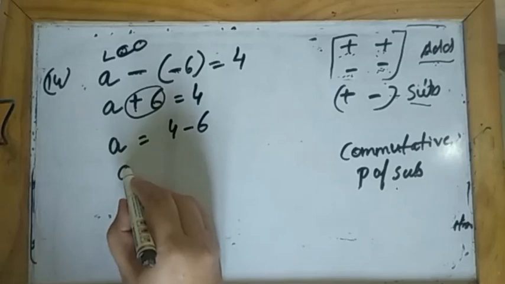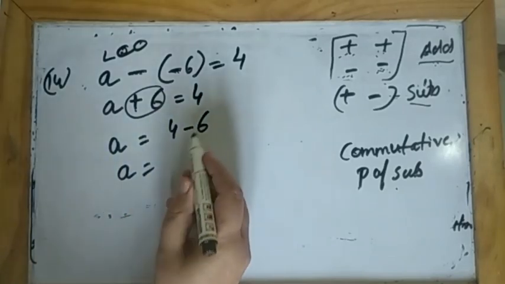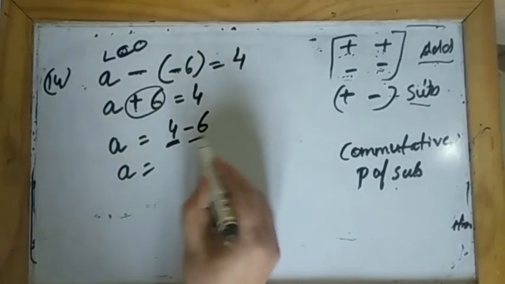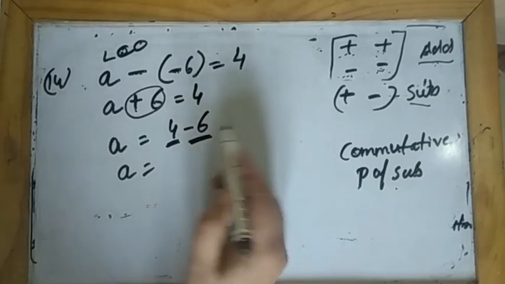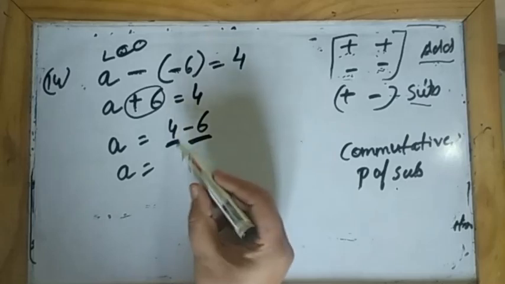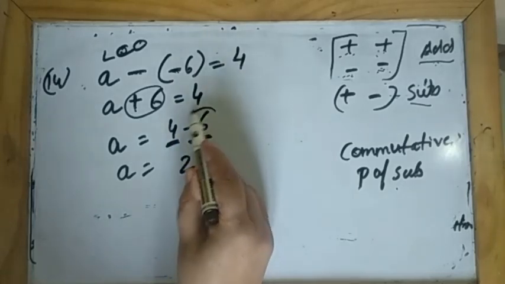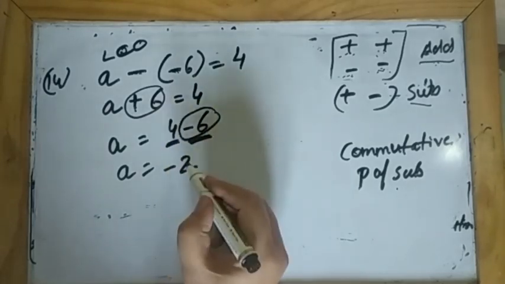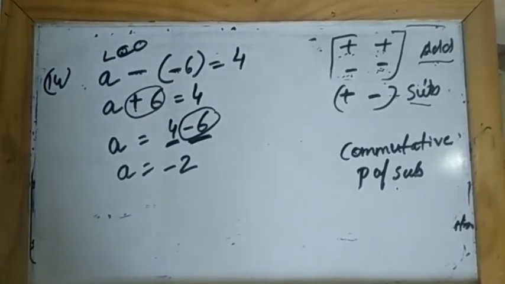When you solve it, 4 minus 6, so one is positive and one is negative. So one positive, one negative, it means you have to subtract them. So 6 minus 4 is 2, and the larger integer is negative, so your answer will be negative. So the answer will be minus 2.